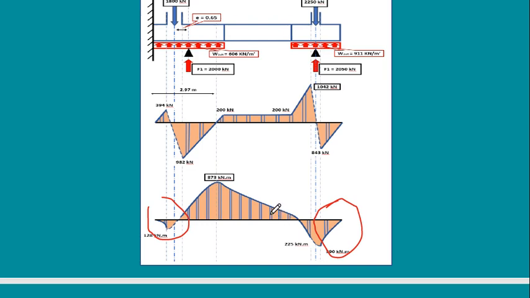As a rule of thumb, we know from structural analysis that the maximum bending moment is at the location of the zero shear. This is the point of zero shear. So when I drew this shearing force diagram, I find that the shearing force is zero at this point. It means that if I calculate the bending moment here, it will be the maximum bending moment.